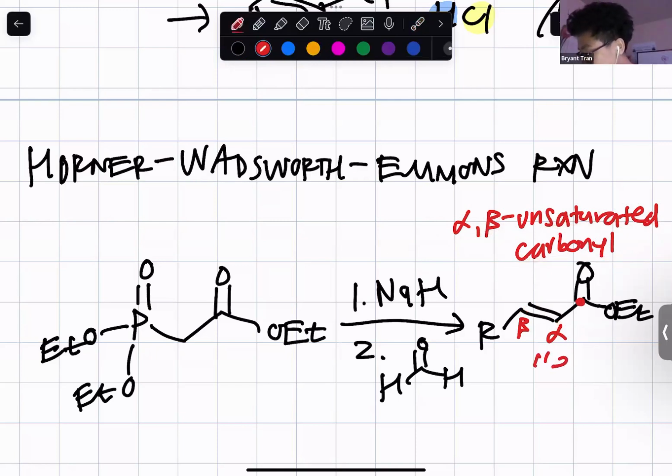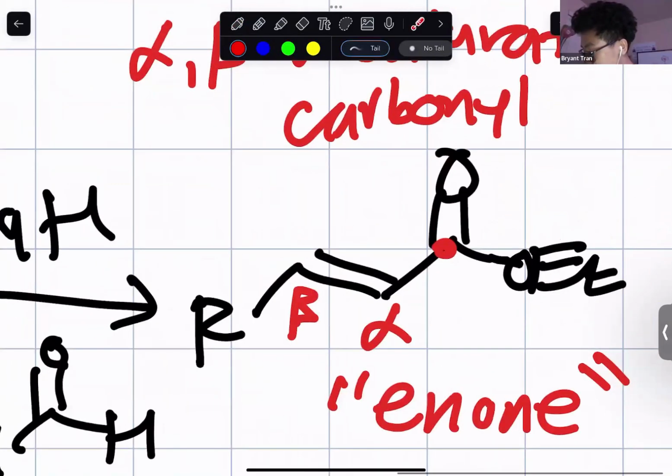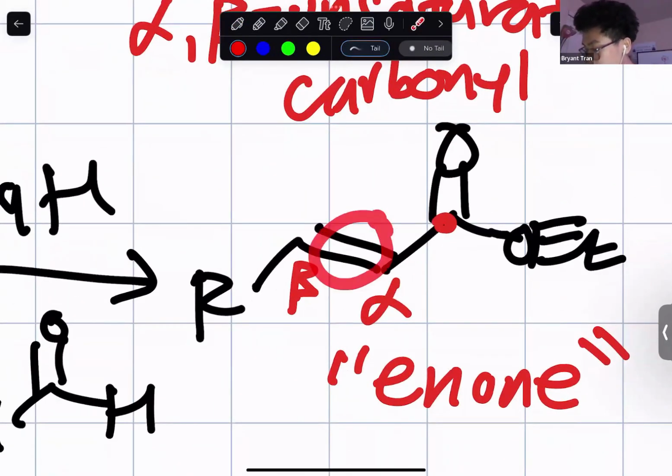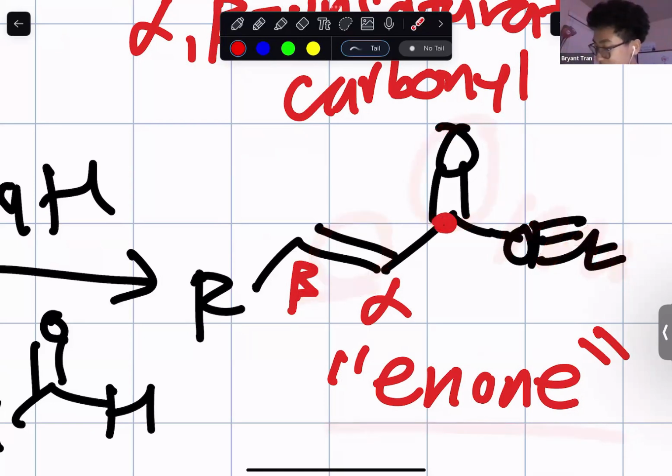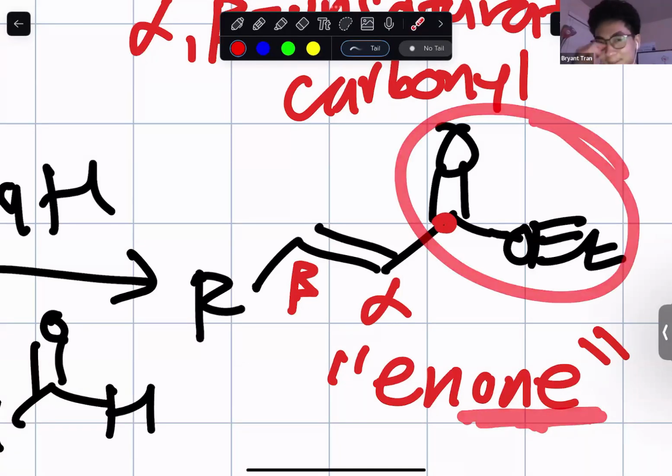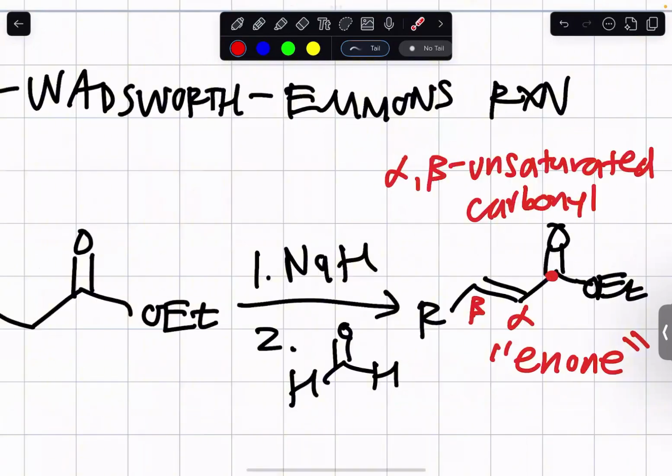A short name for this would be an enone. Because in most cases there's an alkene here, and usually this is a ketone, but this is not a ketone, this is an ester. But just imagine that's a ketone. That's where the enone shorthand comes from: an alkene next to a ketone. But the name here is not very accurate because it could be an ester just like this.